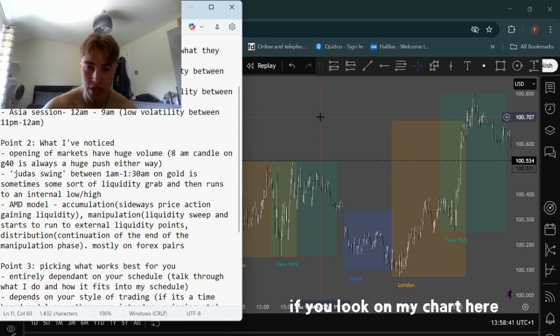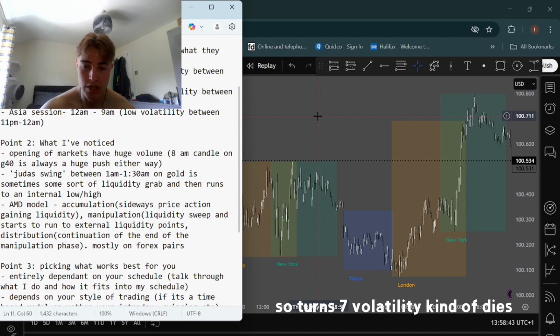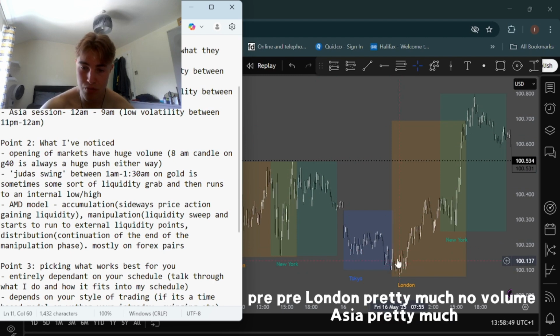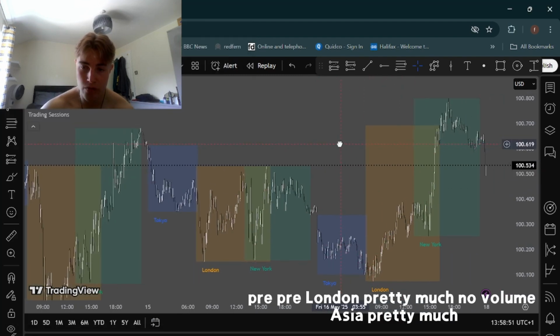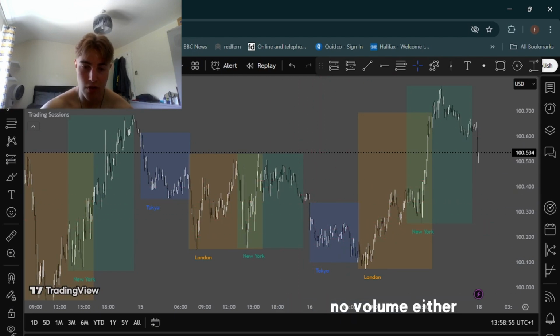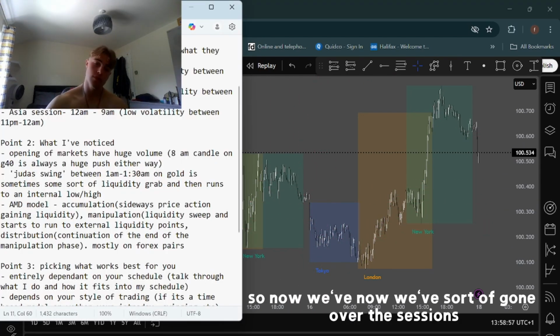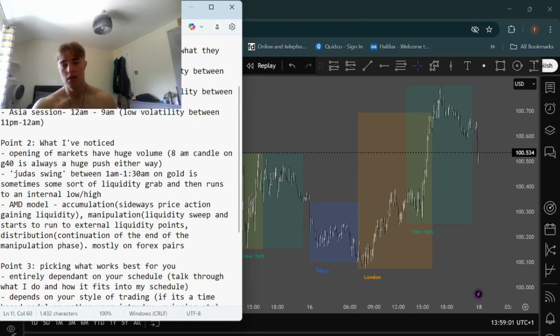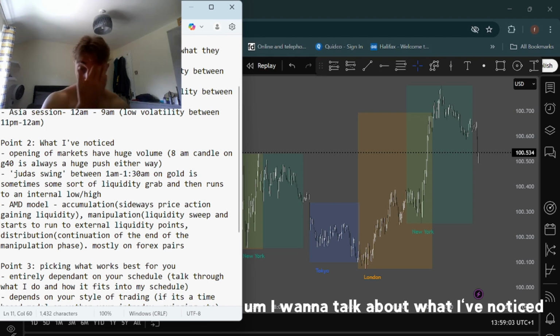If you look on my chart here, you can kind of see that. Turn 7, volatility kind of dies. Pre-London, pretty much no volume. Asia, pretty much no volume either. So now we've gone over the sessions and what they mean. I want to talk about what I've noticed.